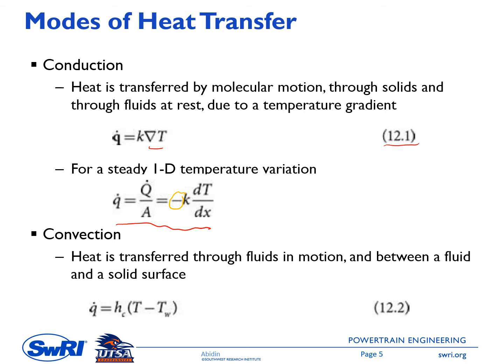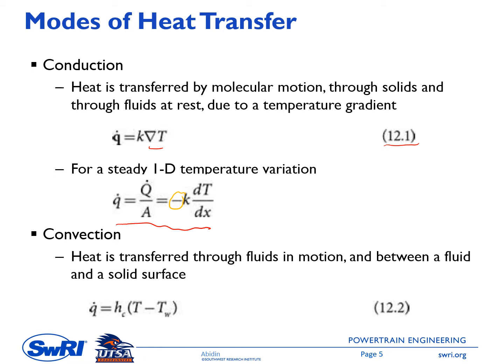The next one is convection. In this convection heat transfer mode, the heat is transferred through two mechanisms. The first one is the energy transfer by the bulk macroscopic fluid motion, and the second one is by molecular interaction or molecular motion. And the second one here is actually the conduction heat transfer. So this convection heat transfer occurs between a fluid and a solid, as well as within the fluid.